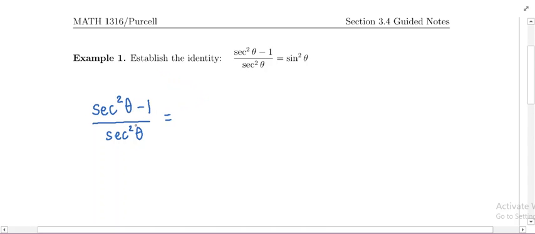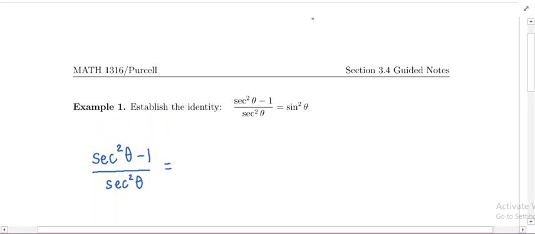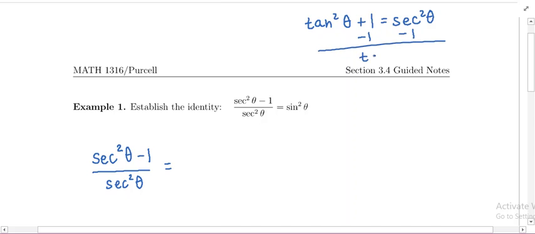When I look at what I was given on the left side, I see that the numerator is secant squared of theta minus 1. So immediately in my mind, I think of the Pythagorean identity. One of the Pythagorean identities is that tangent squared theta plus 1 is equal to secant squared theta. If you subtract 1 from both sides, we get that tangent squared theta is equal to secant squared theta minus 1. And that is exactly what the numerator is here.